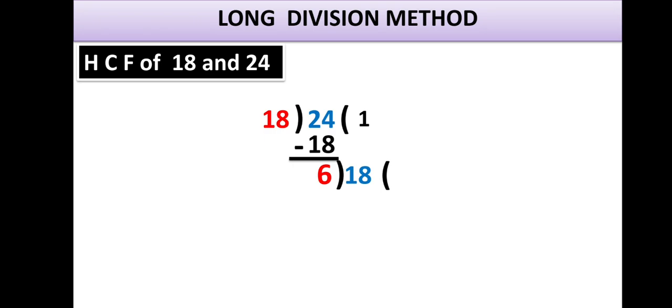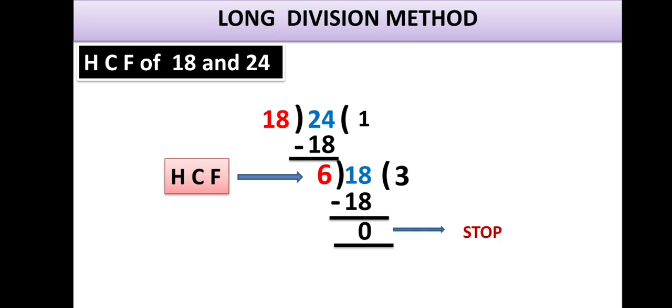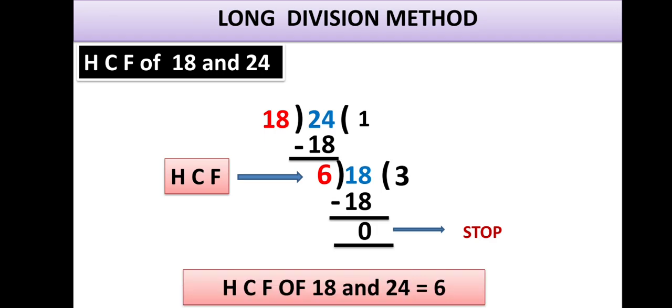You can see that the 18, the divisor, has been turned into a dividend now. So now 18 and 6 will be divided and we get 0. Once we get 0, we have to stop there. Now how did we get 0? When we are dividing 18 by 6. So 6 is the HCF. So the HCF of 18 and 24 is 6. So this is called the long division method.